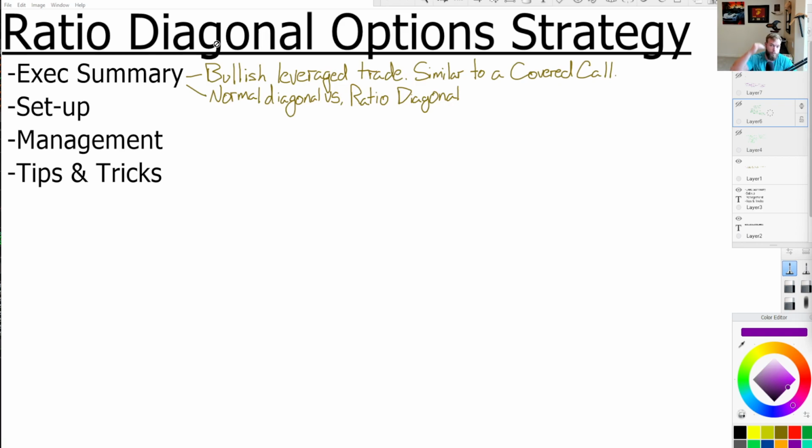So quick synopsis, the ratio diagonal has two parts, a long call and a short call. Typically, the long call will be further out in time. The short call will be nearer in time, although it doesn't have to be that way.